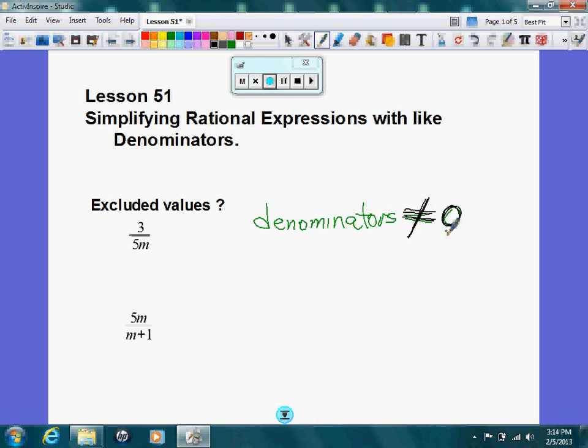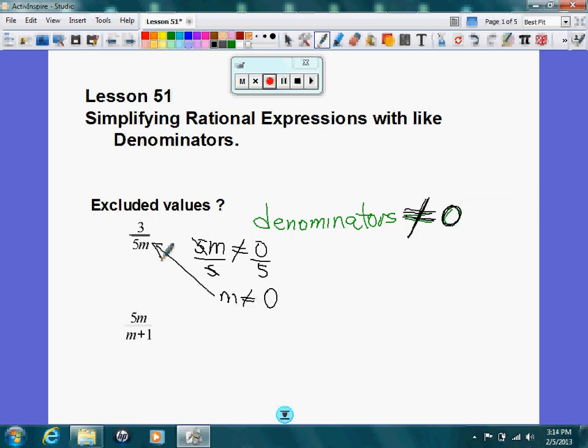Cannot divide by 0. Well, what value of m would make this denominator equal to 0? If we had 5m equal to 0, but instead of equal, let's put a line through it and say not equal to 0, and we divide both sides by 5, 5 cancels into 5, so we'd have m is not equal to, what's 0 divided by 5? 0. So m cannot be equal to 0 for this problem.